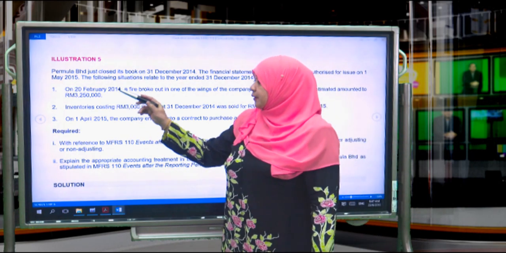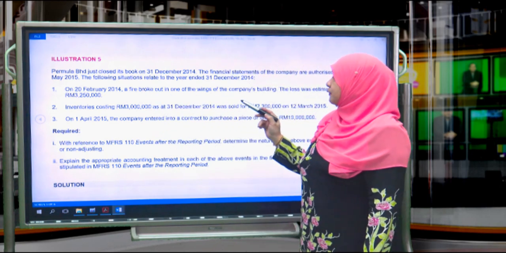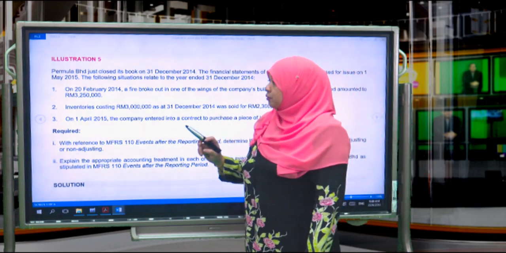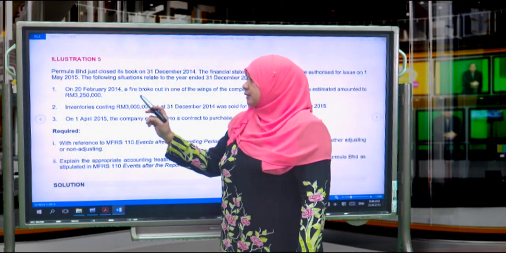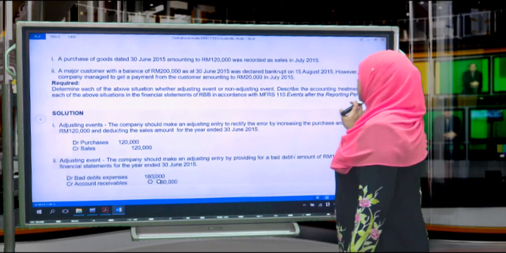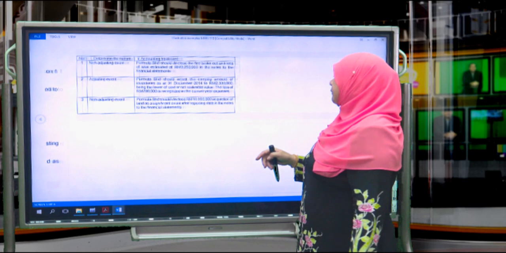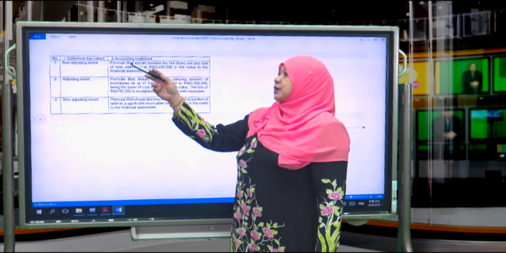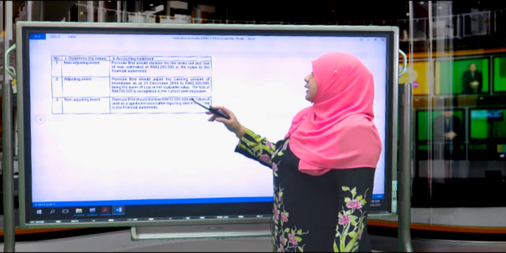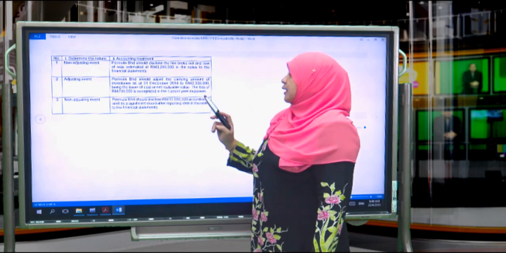Right? So if you look at number 1, on 20th February 2014, a fire broke out in one of the wings of the company's building. The loss was estimated amounted to 3.25 million. So in this case, this is related to fire. When it is related to a disaster or destruction, then this is considered as a non-adjusting event. So what the Permula needs to do is, they do not need to adjust the accounts in the financial statements, but they need to disclose this amount of 3.25 million in the notes to the accounts.